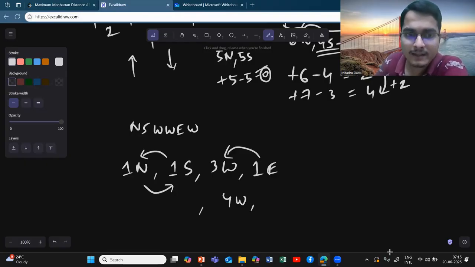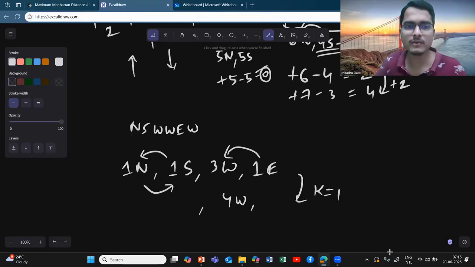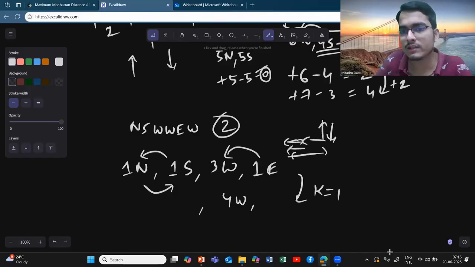So if I have k equals 1, I will only be able to do this. If you see, initially what was the Manhattan distance we had? Initially we had 2, as I already calculated: you go north once, south, then again west, west, east, west. So you have 2 initially. If you convert this to 4 west, you get 4.